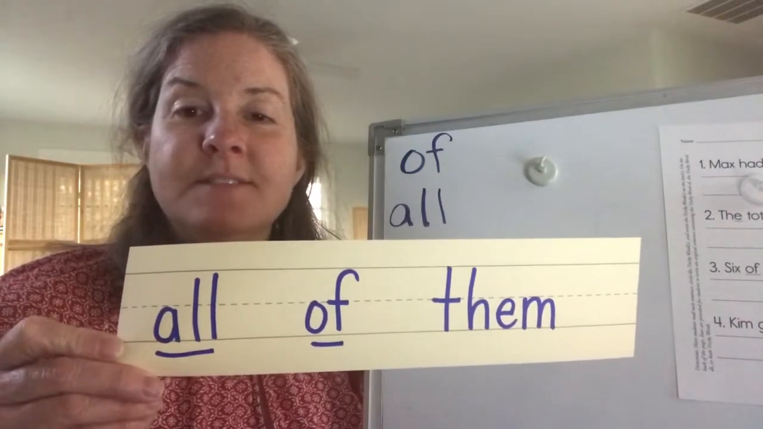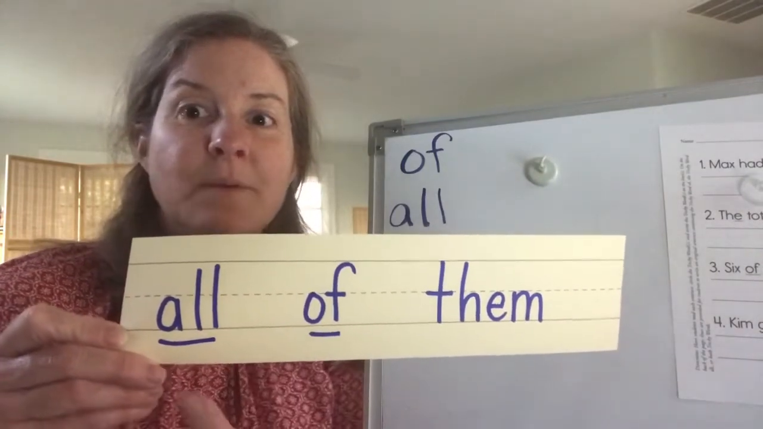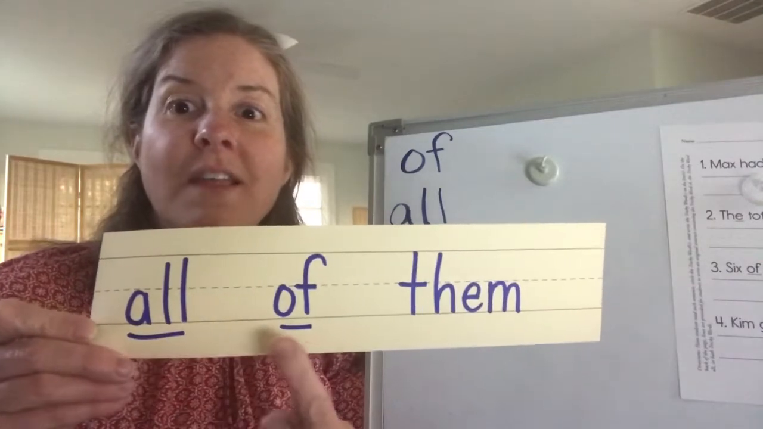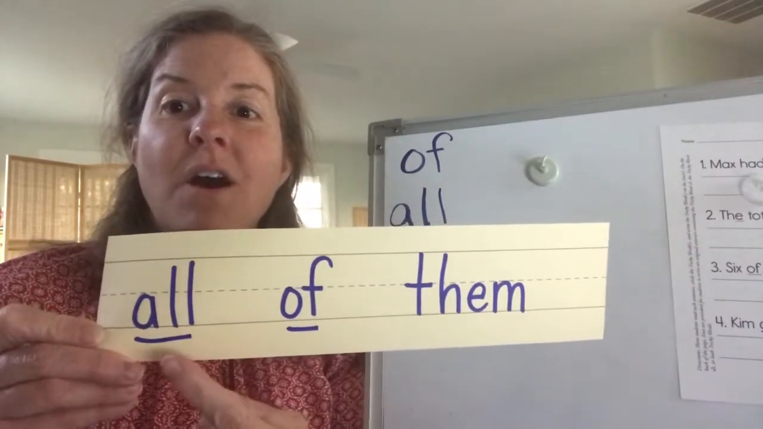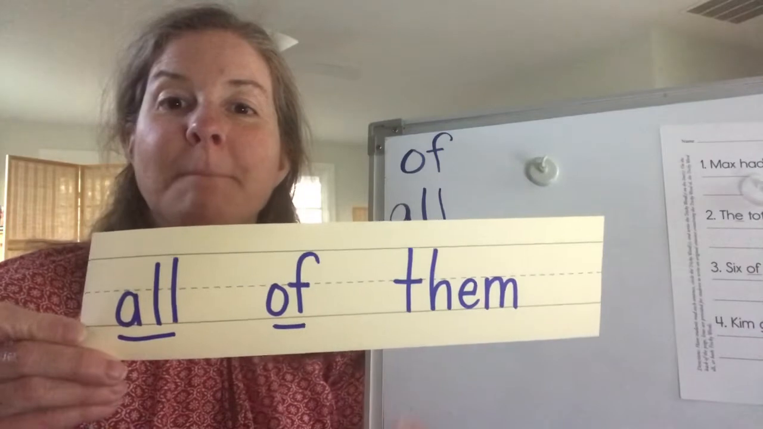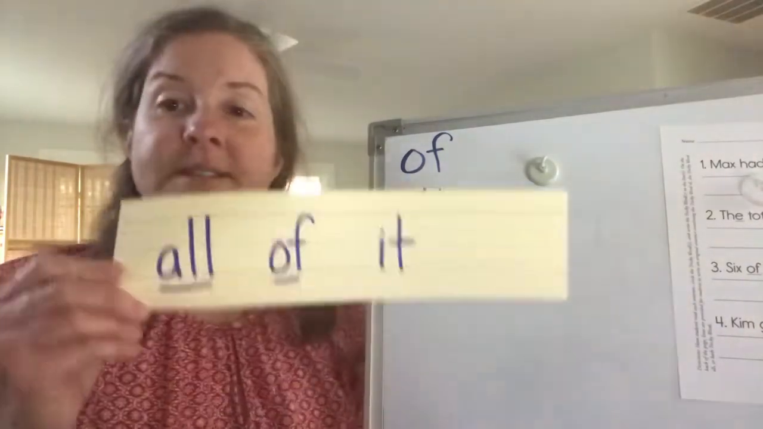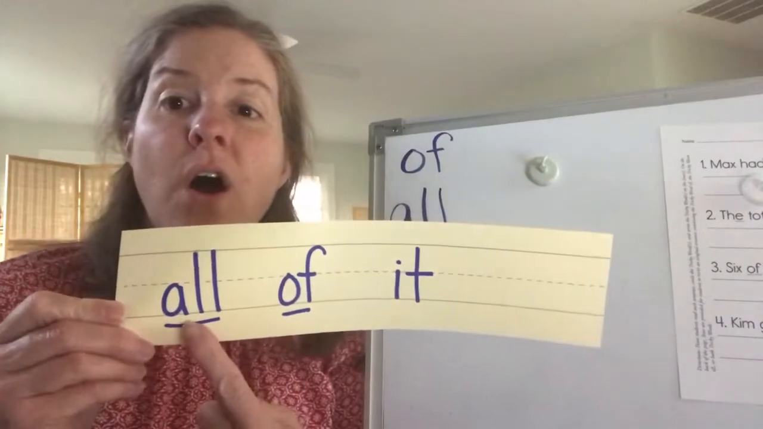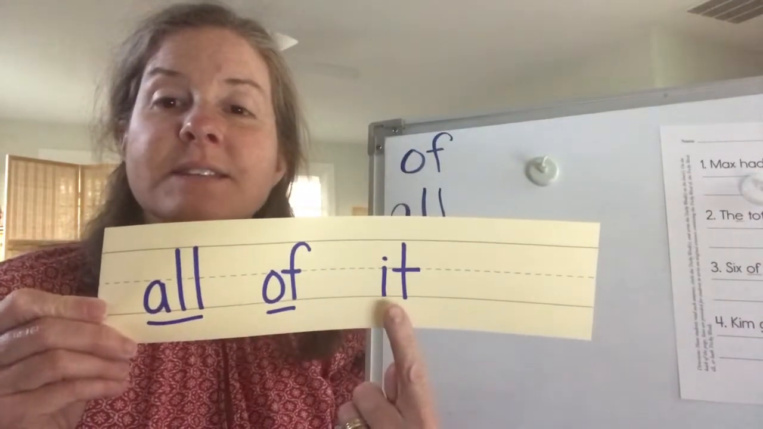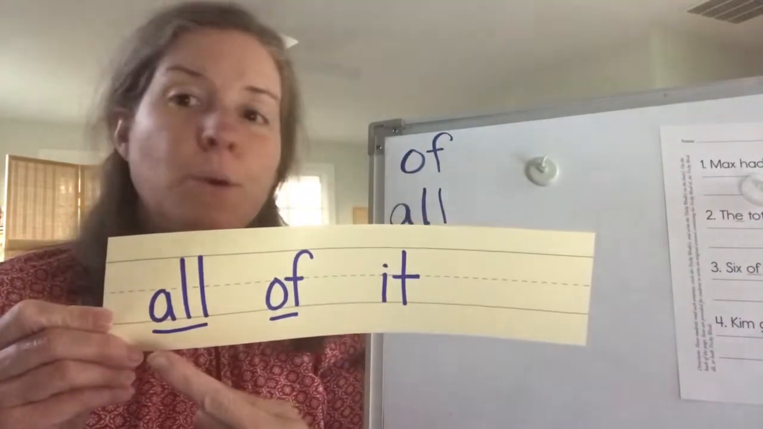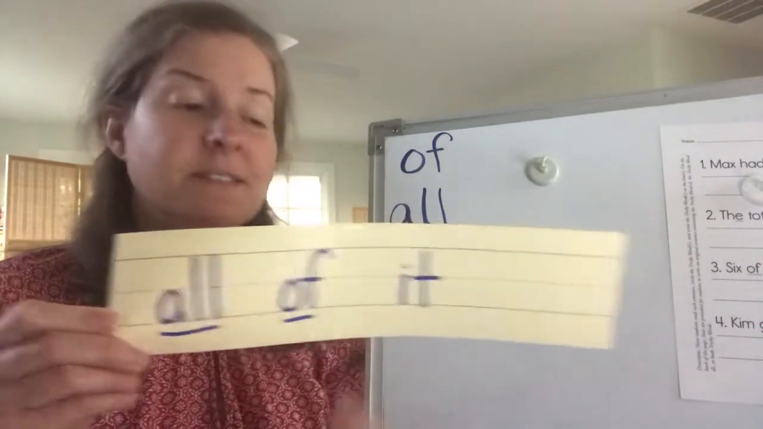Would you like to have some of the candies? I would like to have all of them. All of them. Or you could say, I want all of it. You want some of it? Nope, I want all of it.